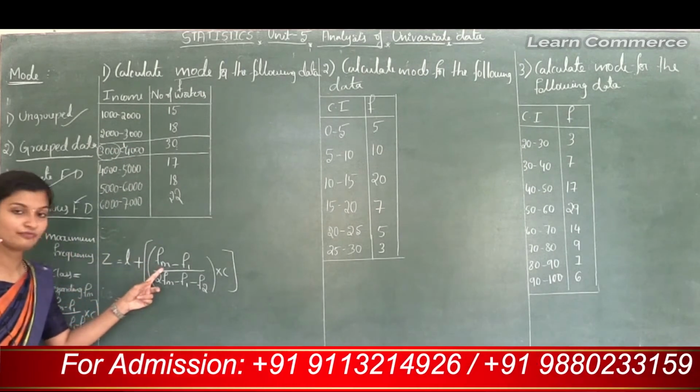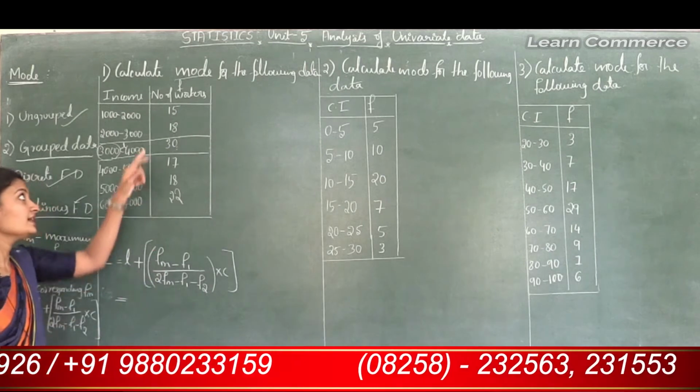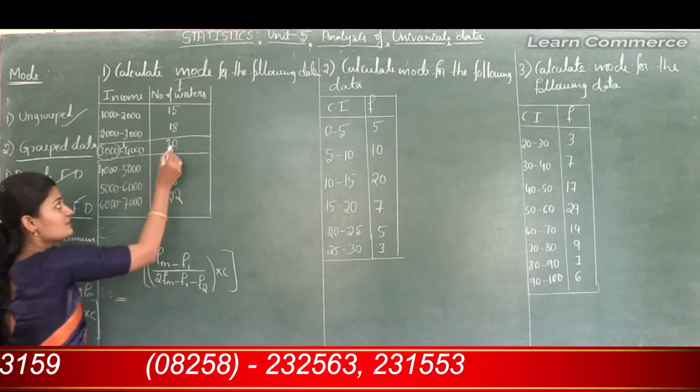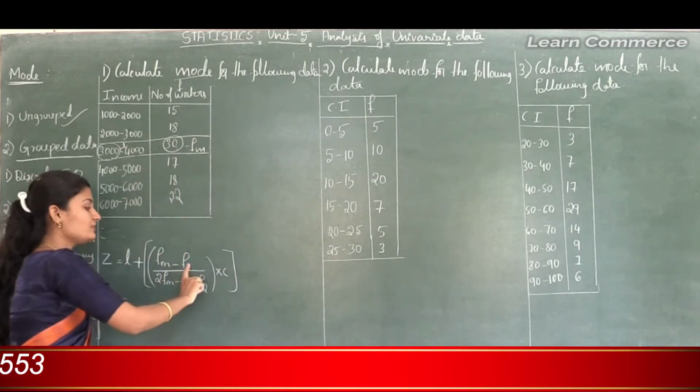Next we need FM. What is FM? It is nothing but the highest frequency or maximum frequency. Here the highest frequency is 30. So 30 is FM.